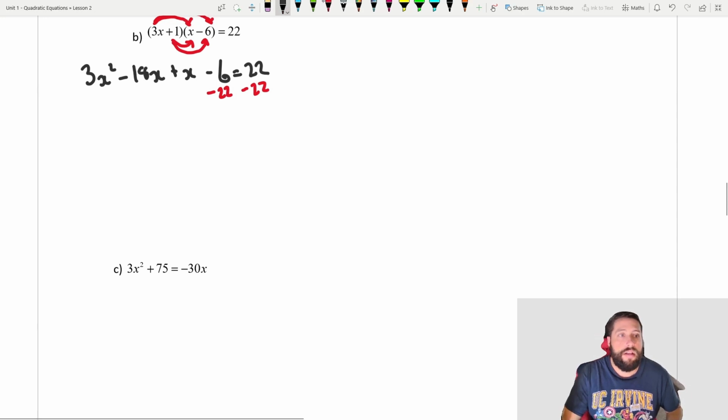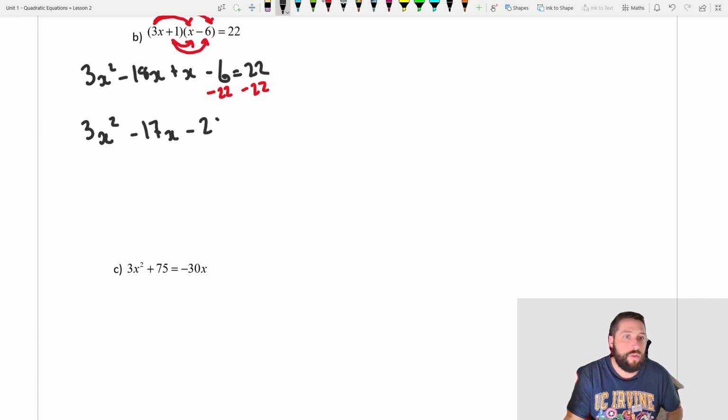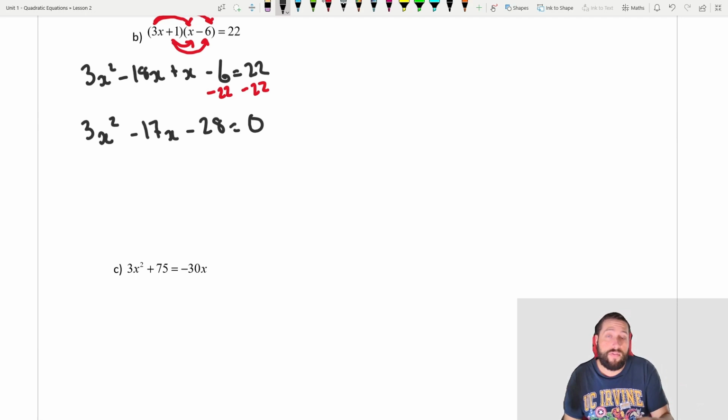So we have 3x squared, -18x plus x, well, that's -17x. And then we have -6 subtract 22. That should be -28 is equal to 0. So this is what we want for our zero product property to take effect. Now what we'll do is we will factor.